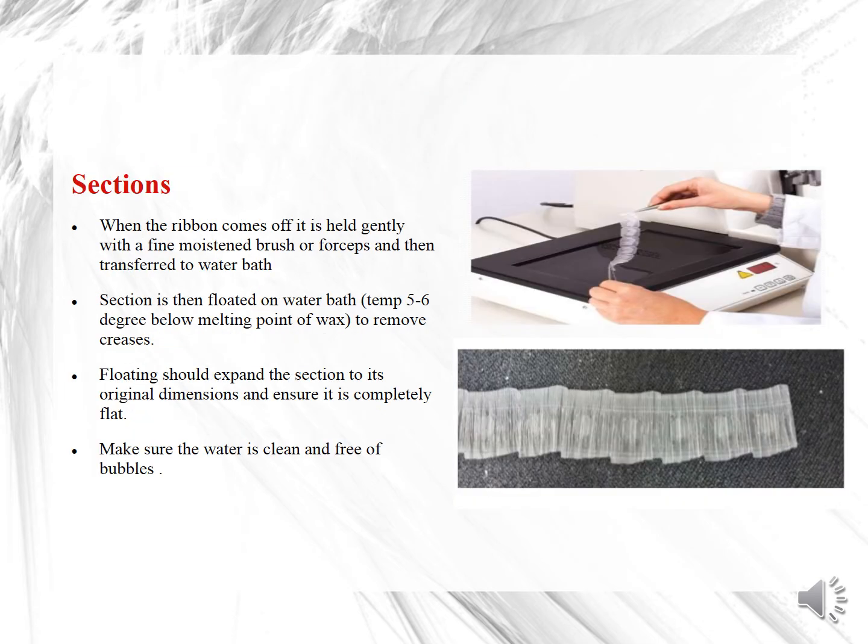Now these are the sections. When the ribbon comes off, it is gently, very gently, transferred with a fine moist brush or forceps to the water bath. The section is then floated on the water bath at a temperature of 5 to 6 degrees below the melting point to remove the excessive wax.